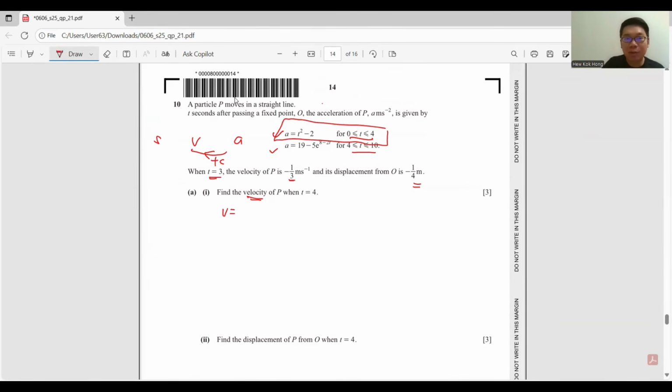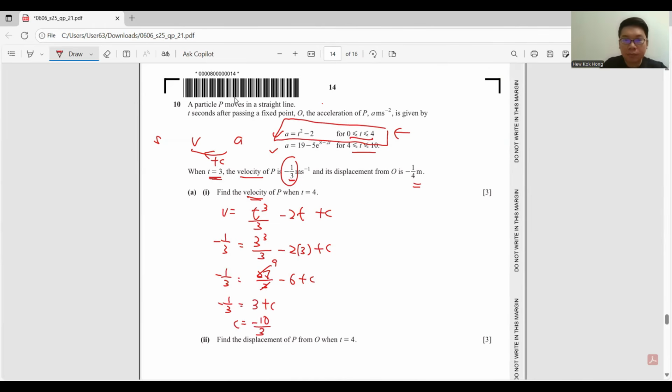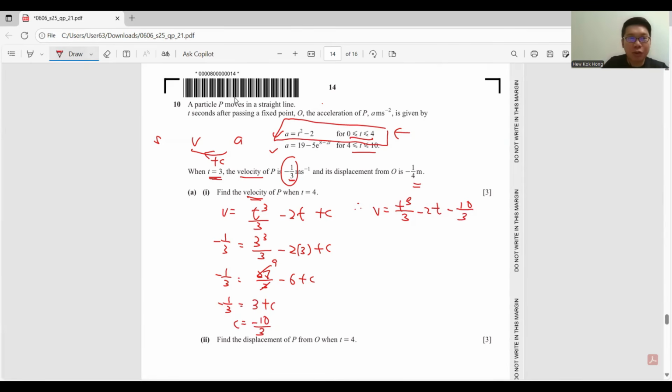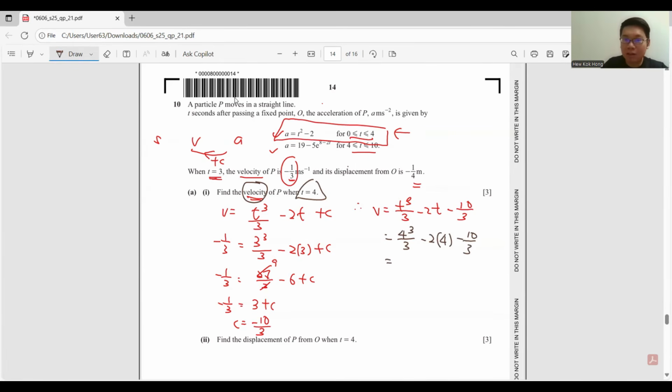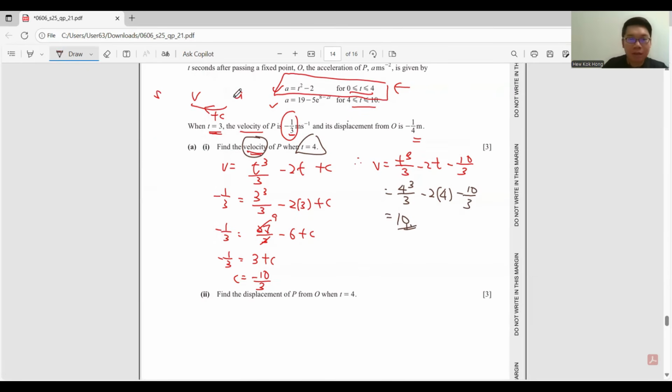We use this relationship because we have t equals 3, which means we can only use this equation: power plus 1, over new power plus 1. So when time is 3, velocity is -1 over 3. We settle the first part. Then the question requests the velocity when time is 4. So we need to find v when t is 4. Key in calculator, you get 10.